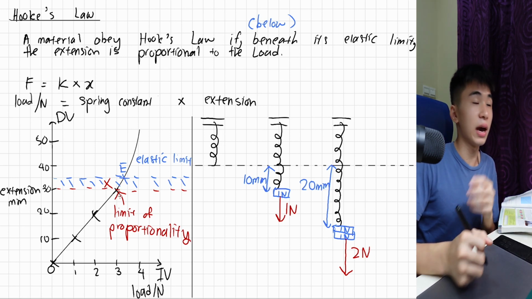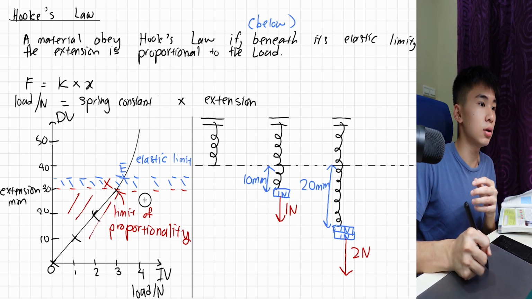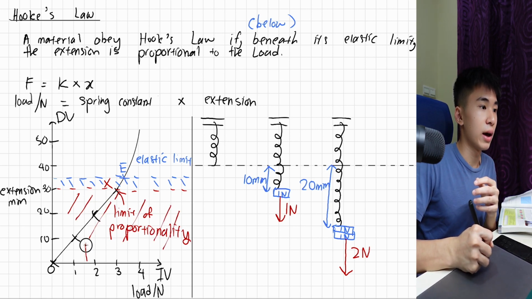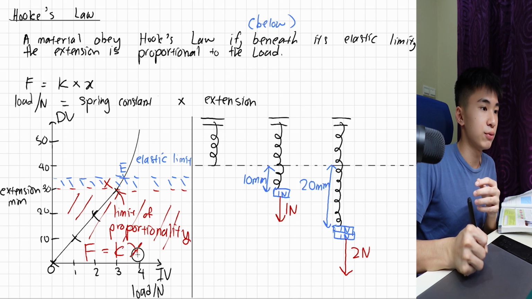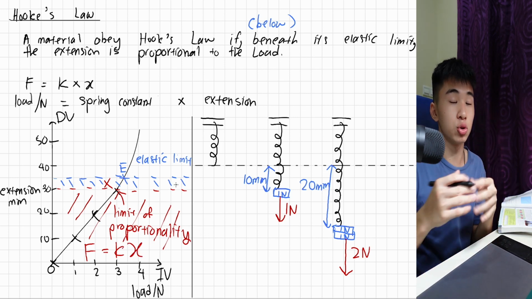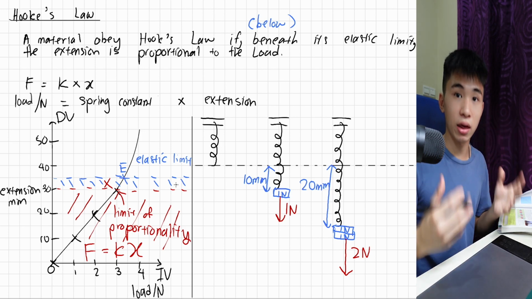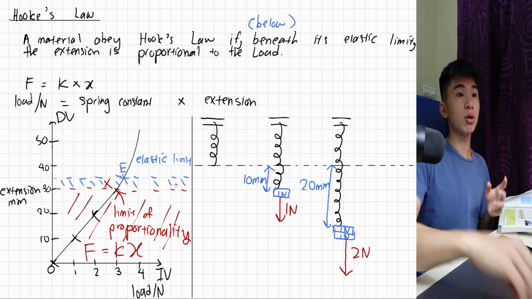Again, this red zone right here will obey F equals kx, which is Hooke's law. This blue zone does not obey F equals kx, but it will return to its own original length. So that's it for this video.